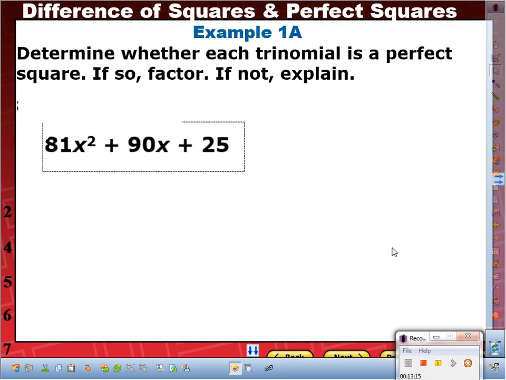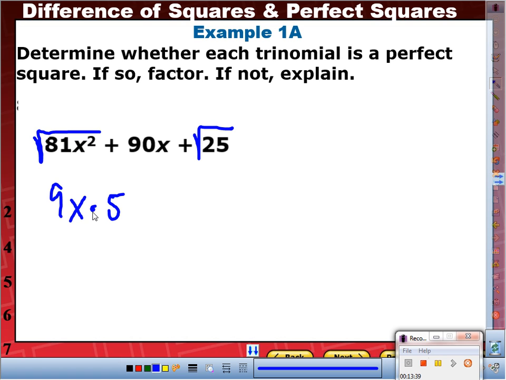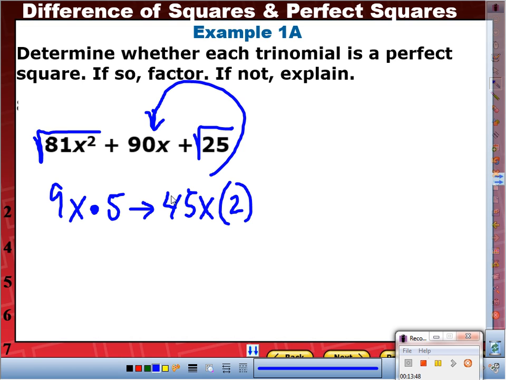Alright, here we go. Pens down, eyes up here. So I'm going to use a pattern because I want to see, they're saying, is this a perfect square trinomial? Let's find out. What was the pattern? Find the square root of the first term. What is the square root of 81x squared? 9x. What is the square root of the last term? 5. So what is 9x times 5? 45x. And if we double that, does that give us the middle term? Yes. If it does, then it is a perfect square. And they said, if it is, factor it. So what are my factors? 9x plus 5 squared. And we're done.